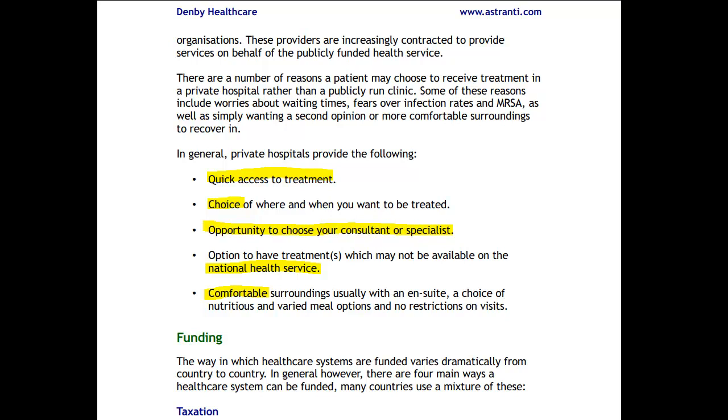The rooms tend to be private rooms with ensuite facilities. There tends to be no restriction on visiting. The food tends to be of a lot greater quality. And people can perceive that as being beneficial to their recovery.